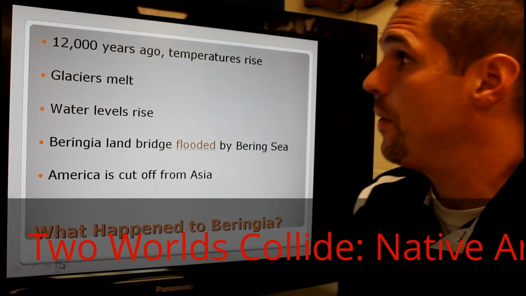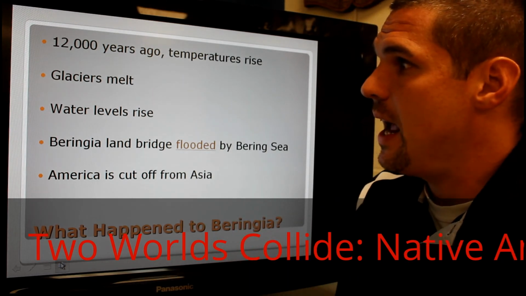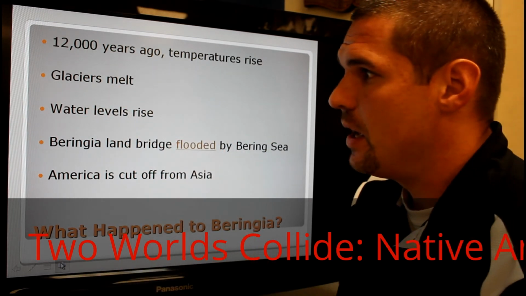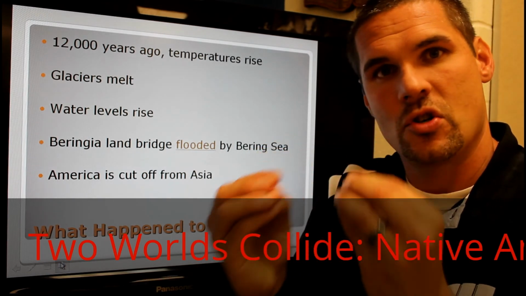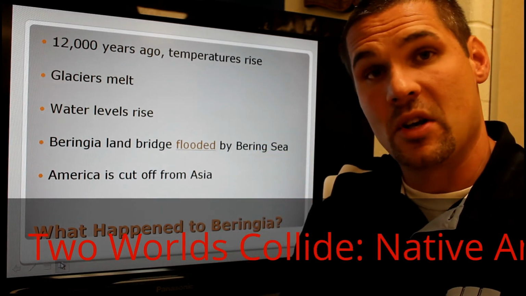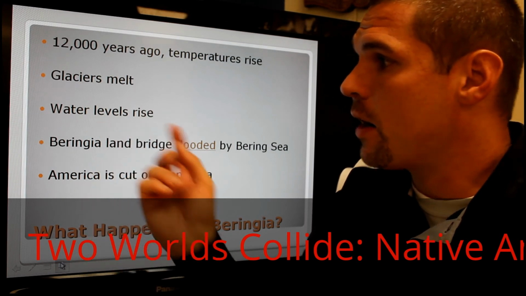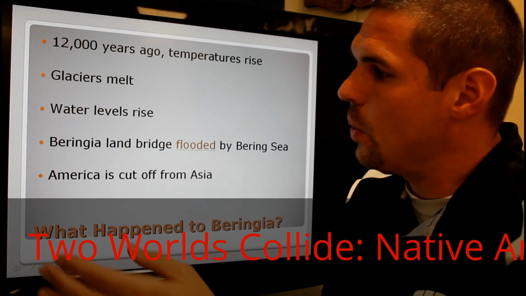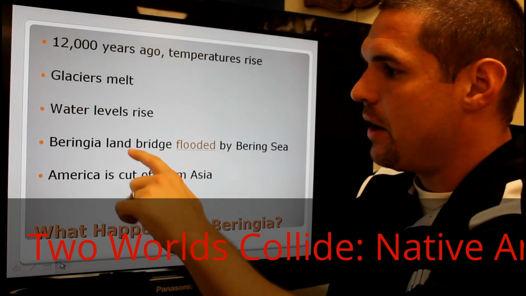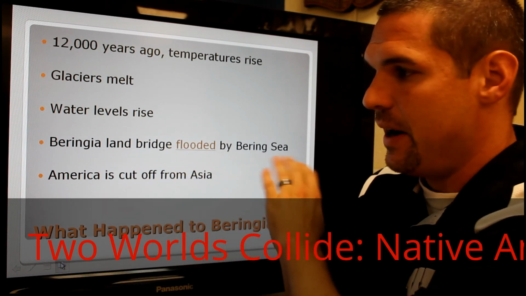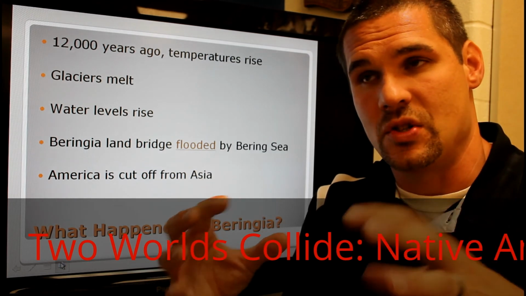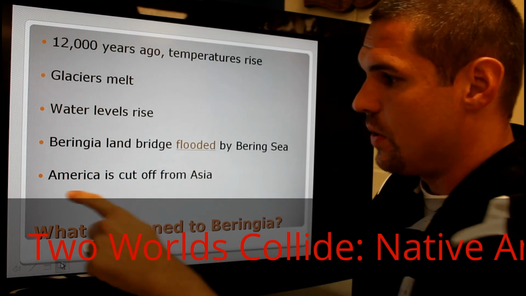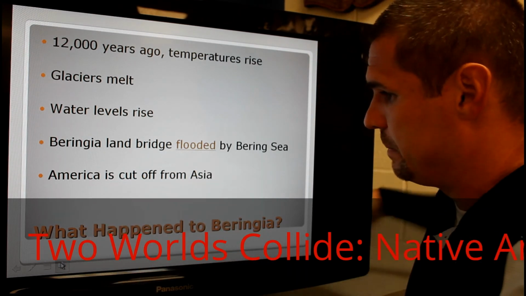So 12,000 years ago, temperatures start to rise. And in that rise of temperature, you're going to find that the glaciers are going to melt. So with the glaciers melting and the ice becoming liquid, water levels are going to begin to come up. As that water comes up, it's going to flood out Beringia, or the land bridge, by the Bering Sea. So now that land bridge is going to be covered up, and this connection between Siberia and Alaska is now lost. So now America is cut off from Asia.